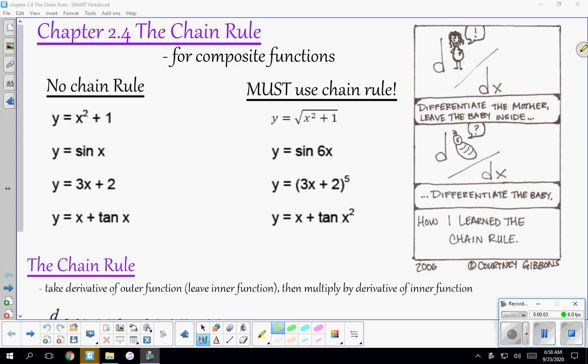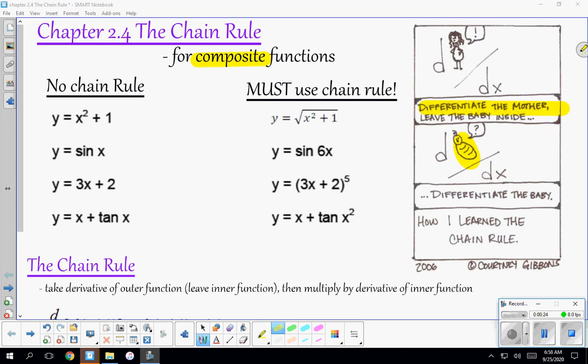In this video, we're going to talk about the chain rule, which is what we call it when we take the derivative of a composite function. A composite function is something where we have an inner function and an outer function. So we have this cute little cartoon over here. It says we differentiate the mother, leave the baby inside, and then we differentiate the baby.